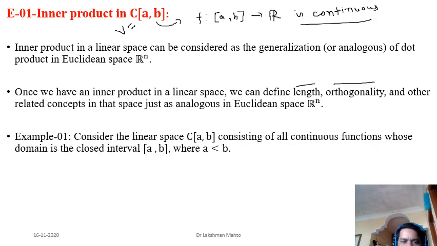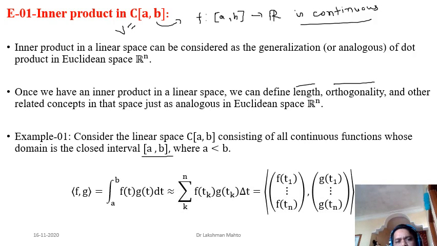So if we consider C[a,b] as the collection of all the continuous functions defined over the closed and bounded interval [a,b], where we are taking a less than b, then we define the inner product over this linear space like this. If you take any two continuous functions f and g over the interval [a,b], then we define the inner product in terms of an integral: the integral of the product f times g over the interval [a,b]. So this is the new definition of inner product in this linear space.